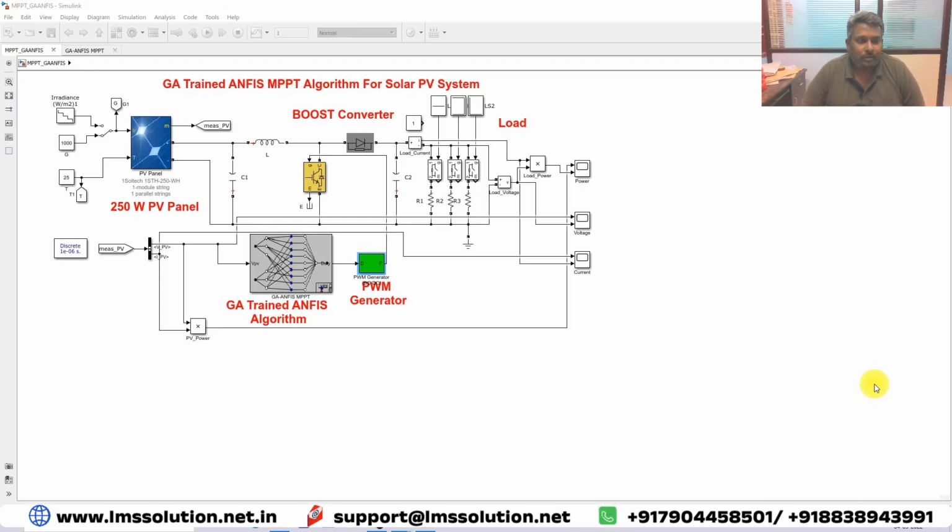Today we are going to see about genetic algorithm trained ANFIS MPPT algorithm for solar PV system.